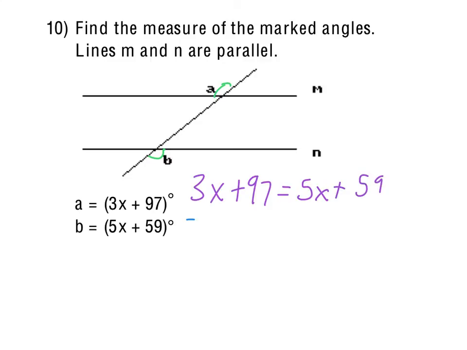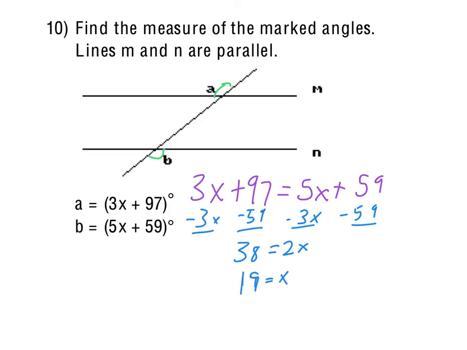So we will subtract the 3x. If we're going to do that, our x's are going to end up on the right, so we'll subtract the 59 as well. So this will give us a 38, and this will give us a 2x, so dividing by 2, that's going to be 19. There we go, 19 equals x.